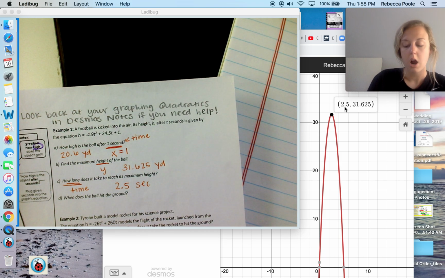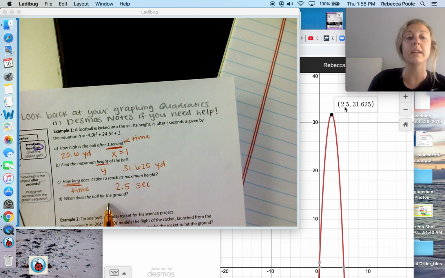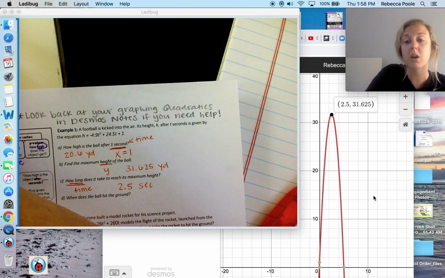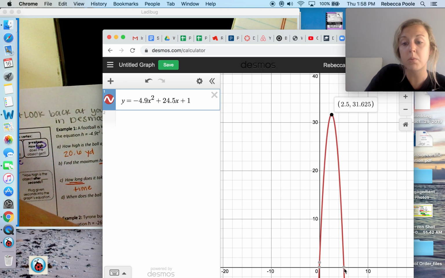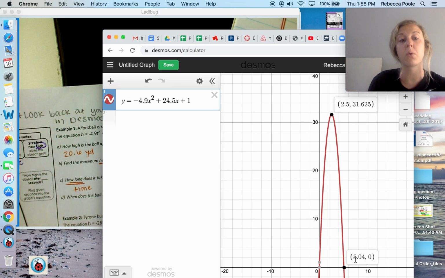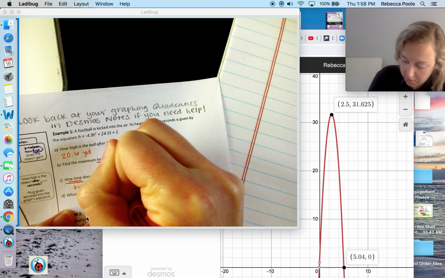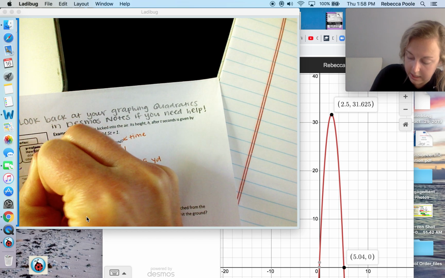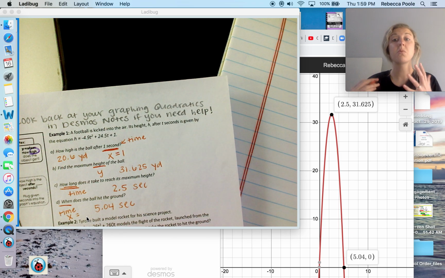Okay? All right, and then the last one, when does the ball hit the ground? All right, so if we're talking about when this football will hit the ground, let's go back and look at our graph. And if you look, the football starts here, we kick it, it goes up, and then right here is where it's going to hit the ground. So how long was it in the air, or when does it reach the ground? It reaches the ground at 5.04 seconds. And again, that word when is an indicator of time, which means the x value. Okay? So this is all we're doing.